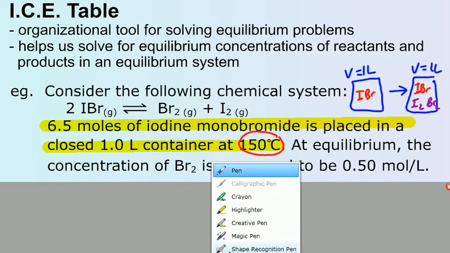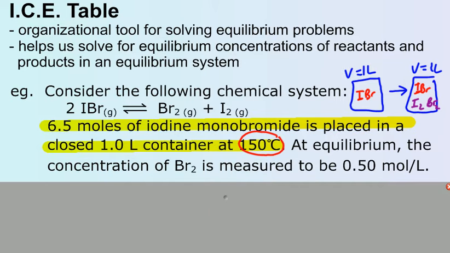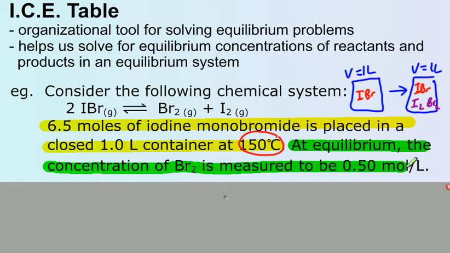We have one additional piece of information which is important in helping us identify the way we can solve the problem. It's reported that at equilibrium, the concentration of bromine is known. It's measured to be 0.5 moles per liter. So bromine concentration is known at equilibrium, and the others are not, according to the information that's given.